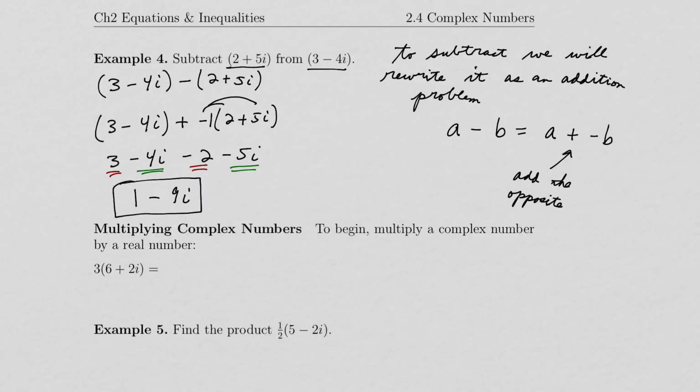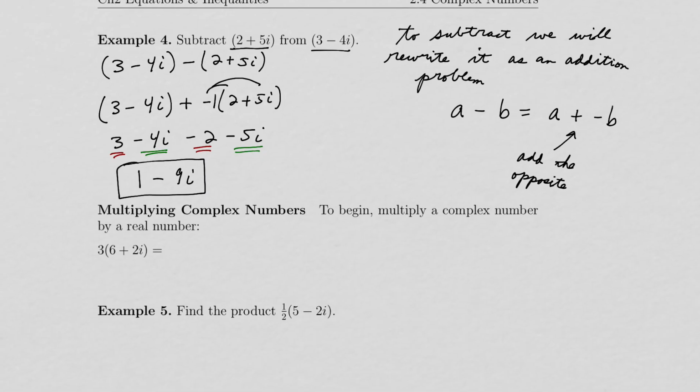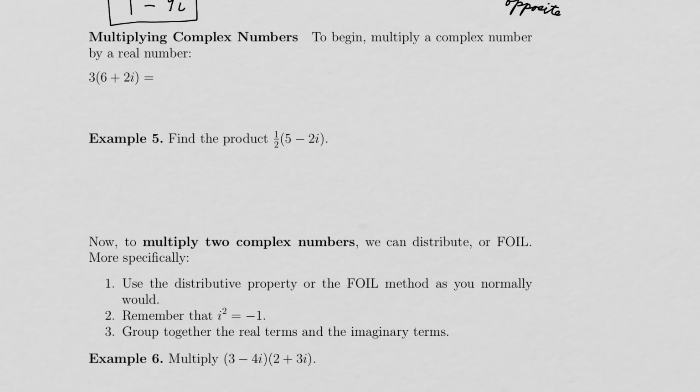Okay. What about multiplying complex numbers? So let's start with a simple case. Let's say I want to multiply a complex number, 6 plus 2i, by a real number, just a 3 here. To do that, you can almost guess what you would do. Just distribute in the 3, right? So if I distribute in that 3, I have 3 times 6. That's going to be 18. And then 3 times 2i is going to give me 6i. And that's it. That's my answer.